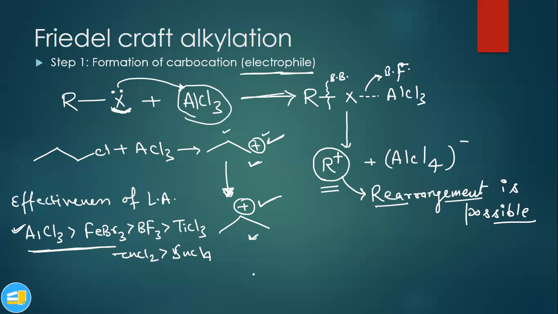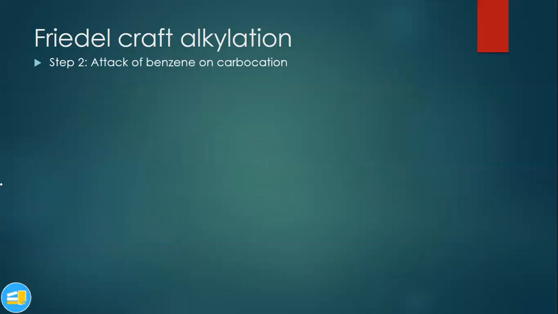What we have done till now is RX on reaction with AlCl3, or any other Lewis acid, forms R plus AlCl4 minus. This is the first step of the reaction. So what will be the next step? The next step is attack of the benzene ring on the carbocation. How does that take place?